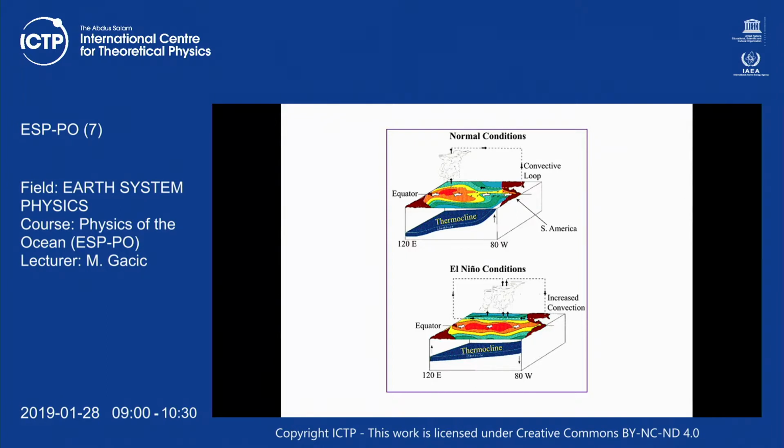And normal conditions also mean, from the point of view of the atmosphere, that in the area where there is a relatively warm sea surface, there is the vertical convection area and a strong rainfall. In El Nino conditions, El Nino is the phenomenon which means... El Nino in Spanish means the baby child, the Christ child, which is because it appears around Christmas.